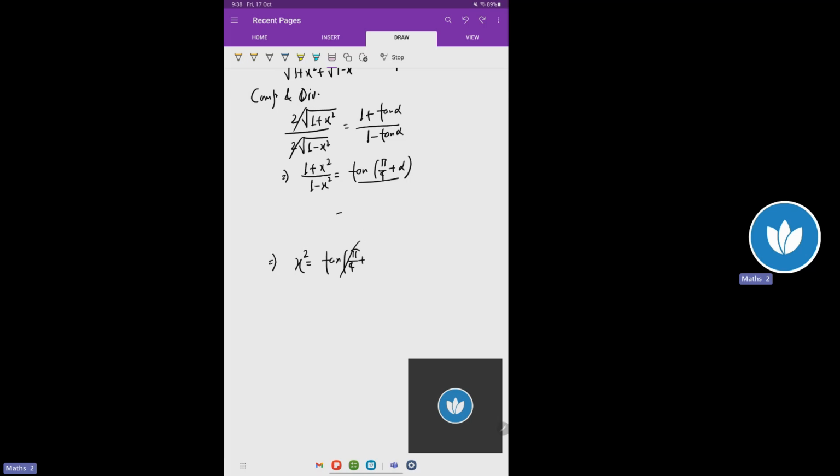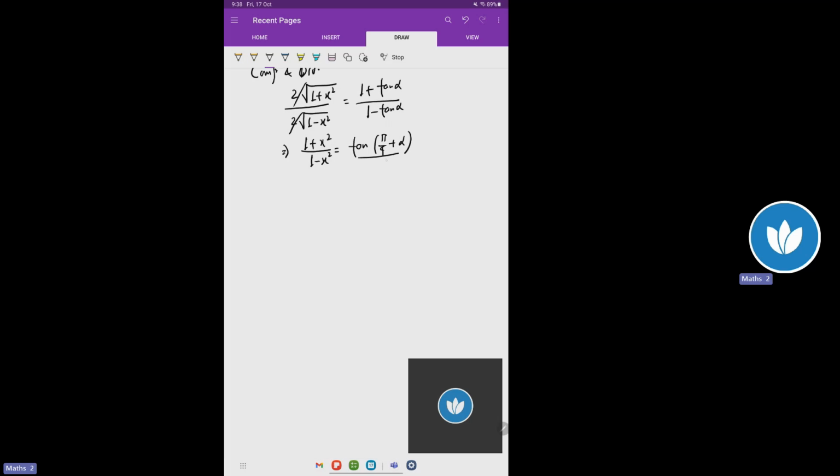Yes, let's delete all these things. We have missed squaring here. So this is tan(pi/4 + alpha) squared, actually. Or we can also open this one. So if it's squared, this is going to be (1 + tan^2 alpha + 2 tan alpha) divided by (1 + tan^2 alpha - 2 tan alpha).